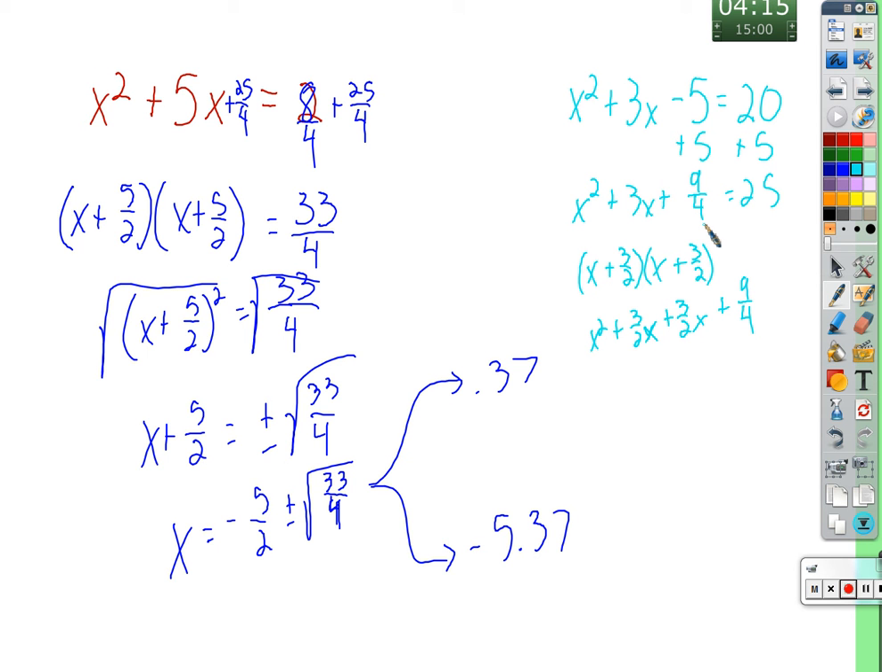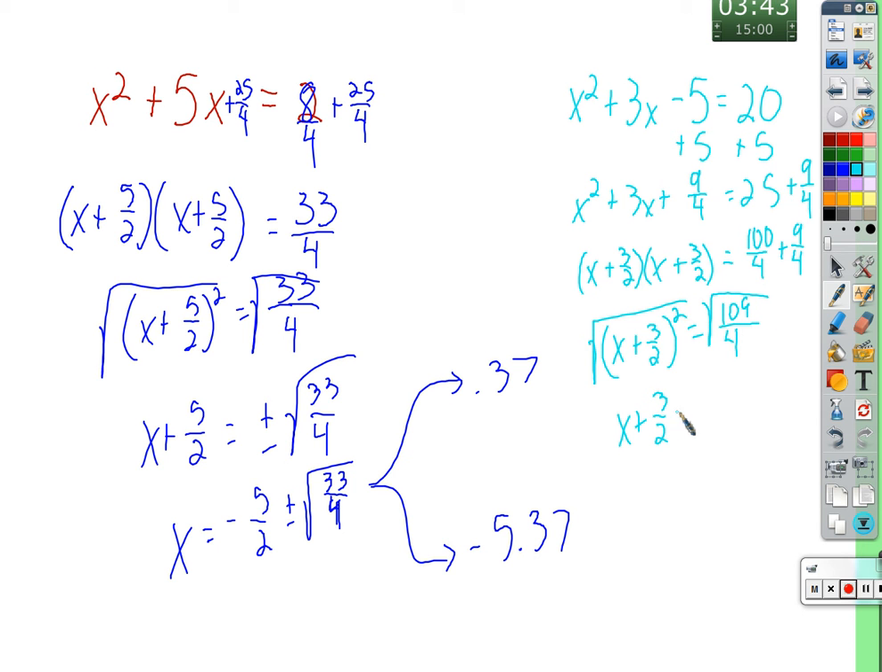So 9/4, that's what we need right there, right? Yeah. We need 9/4 right there. So we need to add 9/4 to the other side. I'll erase this because we're just multiplying it out. So this would be 100/4 plus 9/4. x plus 3/2 squared on this side equals 109/4. And now we take the square root of both sides. X plus 3/2 equals plus or minus the square root of 109/4. Subtract 3/2 on both sides.